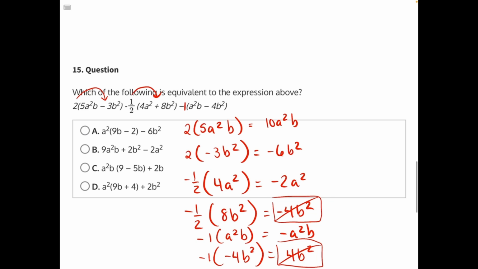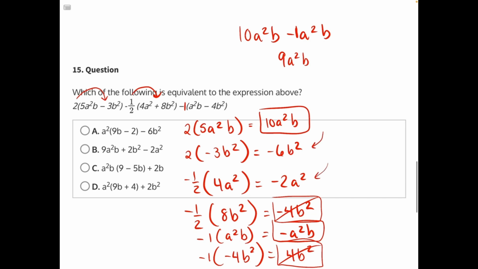Our next like terms are 10a squared b and negative a squared b. 10a squared b minus a squared b. Remember, if it exists in math, there's always one of them. So this is 10 minus 1, which would give us 9a squared b. And now we are left over with our two terms that do not have any like terms. So now we can write this out as 9a squared b minus 2a squared minus 6b squared.